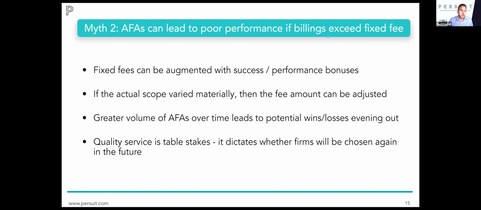And like you said, quality is table stakes. A firm is not going to sacrifice quality, even if they are taking a hit on their profit for a particular matter, because otherwise they'll never get chosen again for future work. So, yes, enough on that point.